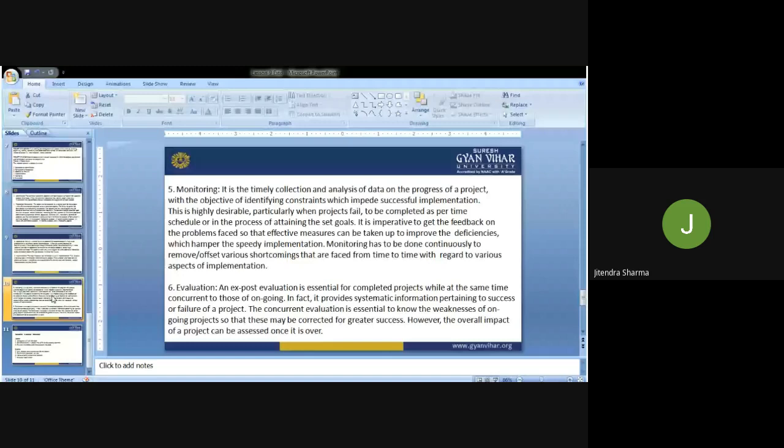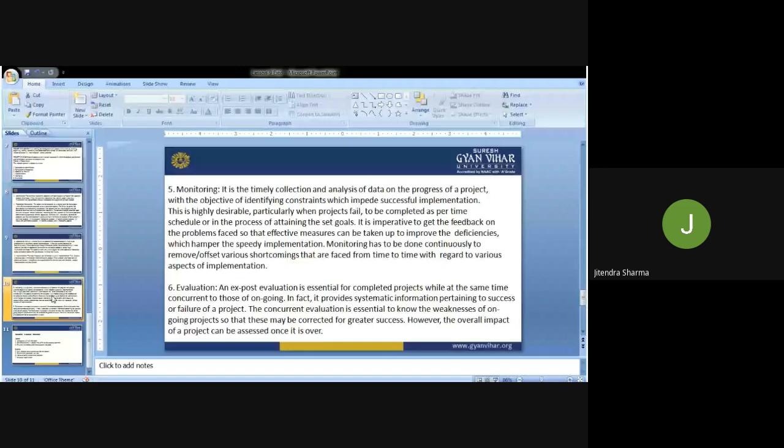Then the evaluation. This is the last, very important stage of the project cycle. Evaluation and ex post evaluation are essential for a completed project. At the same time, concurrent evaluation provides systematic information pertaining to the success of a project. Concurrent evaluation is essential to know the weaknesses of an ongoing project, so that these may be addressed for greater success. However, the overall impact of a project can be assessed once it is over. Evaluation is to be done to see whether we have achieved the things we planned when we designed the project, and the overall evaluation can be done only when it is completed.